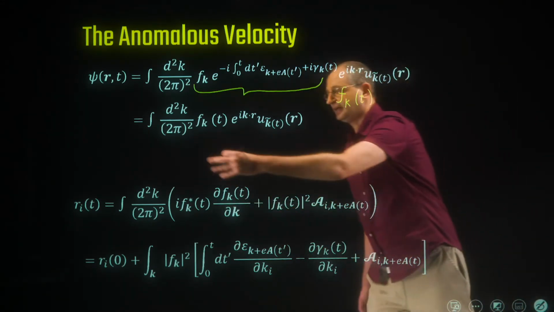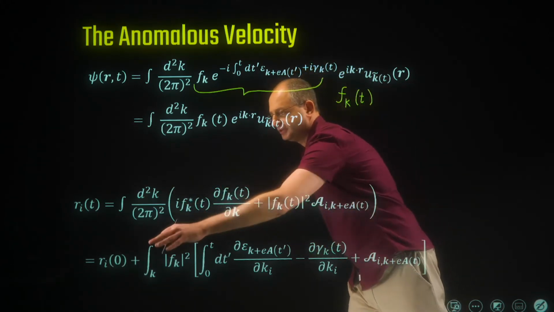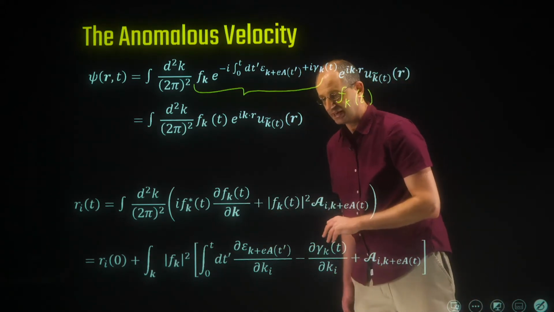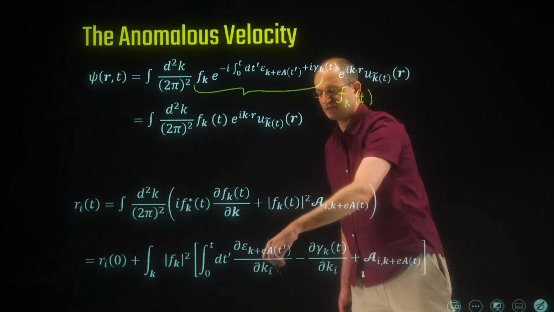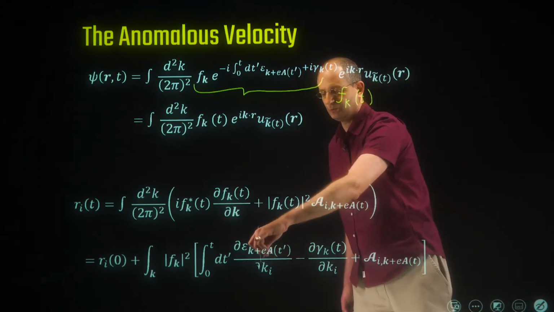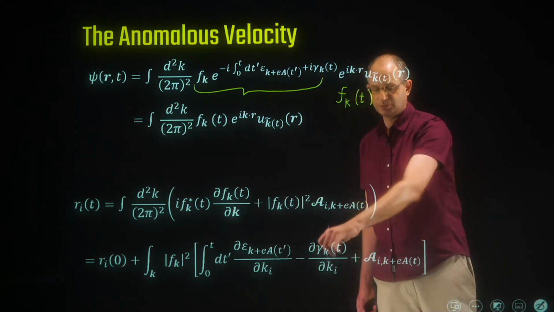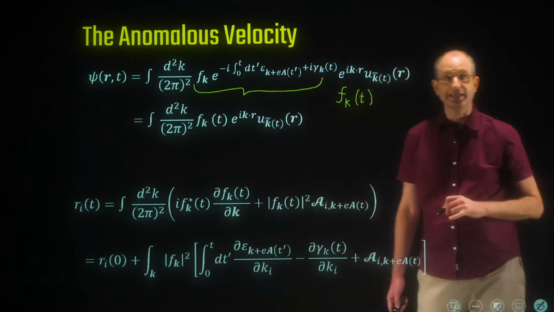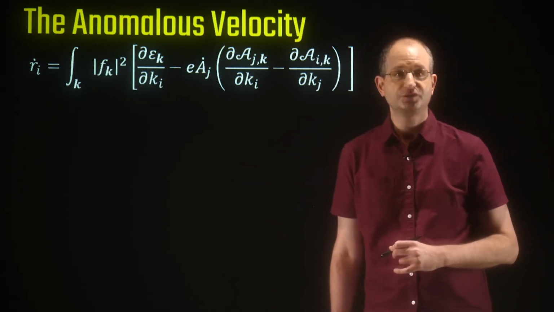So the instantaneous center of mass position of our wave packet is equal to its position at time equals 0 plus this integral over k that has a few contributions. This contribution is coming from the dynamical phase, the derivative of the dynamical phase with respect to k. The other part is the derivative of the Berry phase with respect to k. And the last part is the Berry connection A. Okay, so we have the position of the electron.